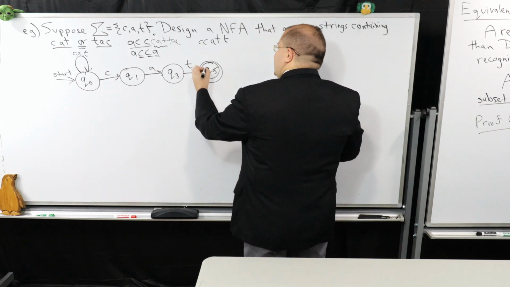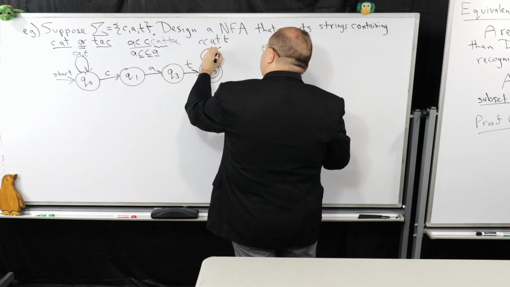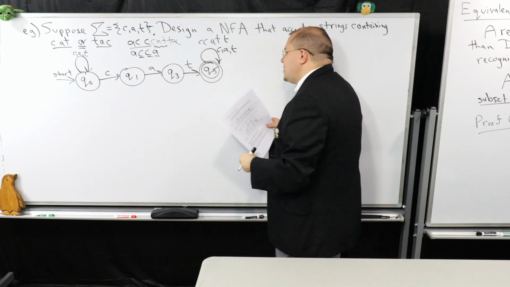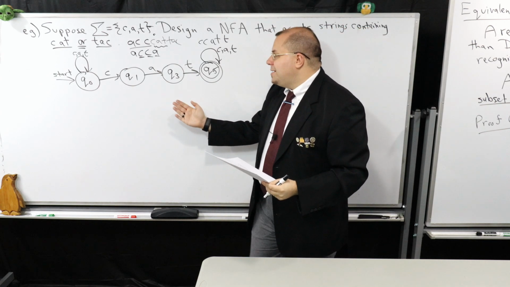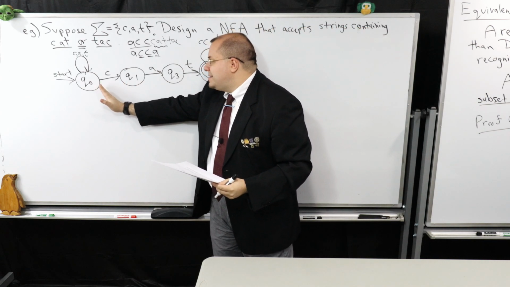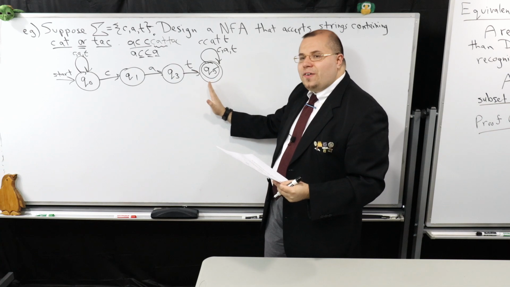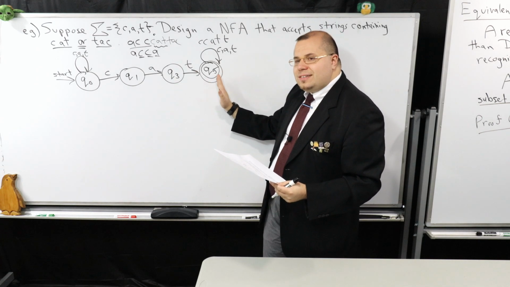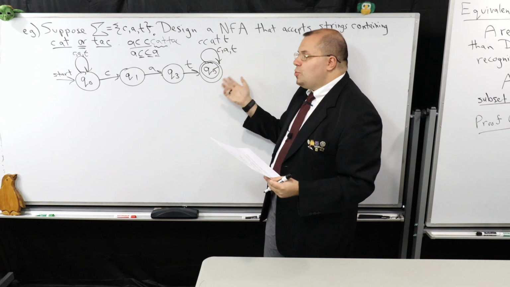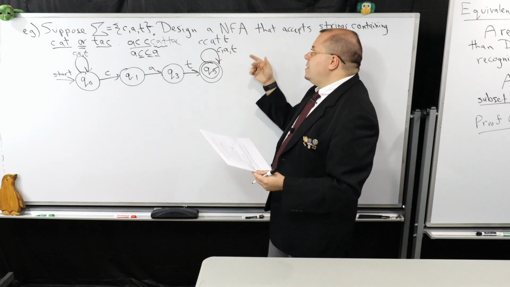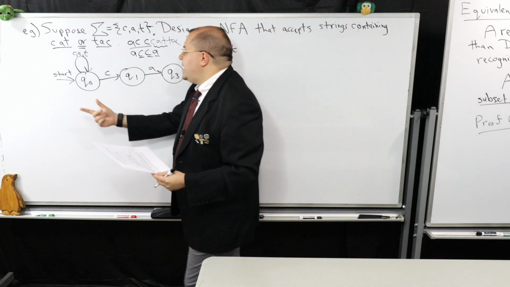Yeah, the self loop. So I'm going to put a self loop here, and I'll put CAT like this. Now notice, this will require me to see CAT to get to Q5. But as soon as I see CAT, I'm allowed to take in any more symbols as I like. So this will allow me to accept strings containing cat.